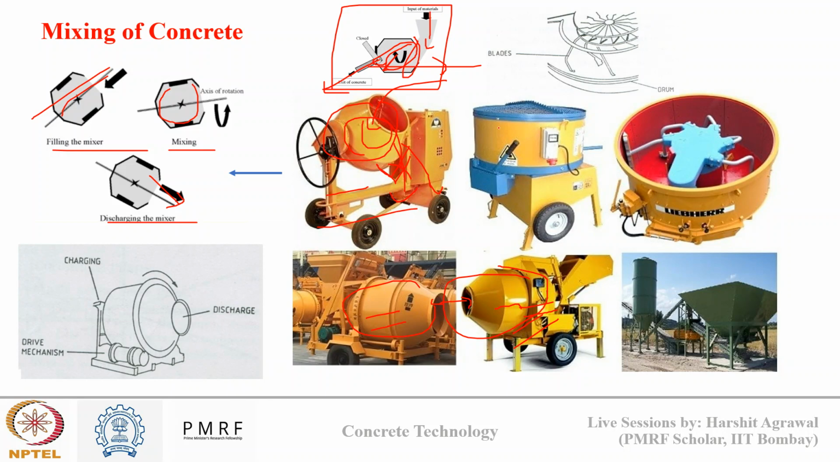Okay, after the drum mixer, you can see this is the pan mixer. It consists of a circular pan in which concrete is mixed. Mixing is done by these blades. You can see blades here, and here also there are blades. There are two types of pan mixer available: in one case the pan is constant and only the blade is rotating, or the blade is constant and the pan rotates. Based on this rotation the mixing happens, and it is a more efficient and more practical way of mixing.